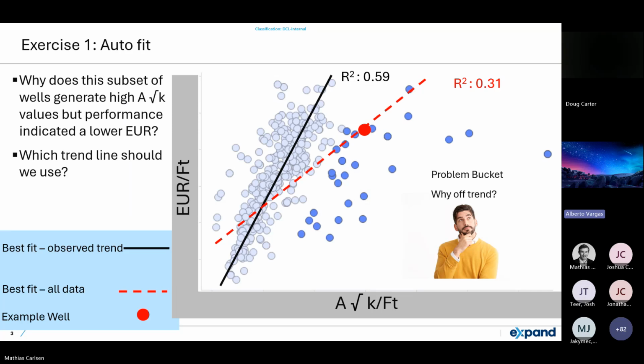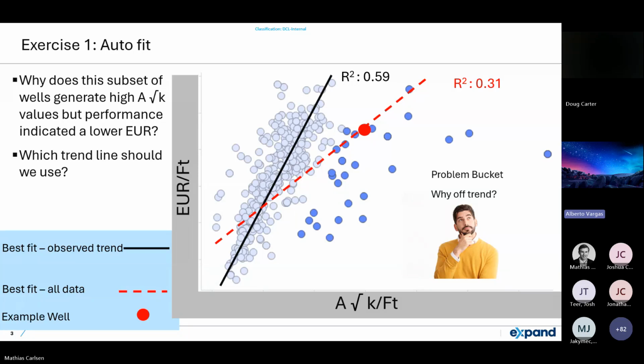After doing exercise 1, the regular auto fit for the classical RTA, what we like to look at in Expand is EUR compared to A root K per foot. Why do we do that? Because there's a trend. I'm going to explain this plot: EUR versus A root K. What we have is the observed trend in black. With all the data, we have the best fit in red. But if I were to exclude everything that's highlighted, I will get the best fit in black. So a good R squared, but the highlighted wells are a problem well set.